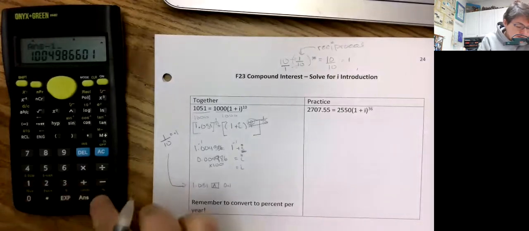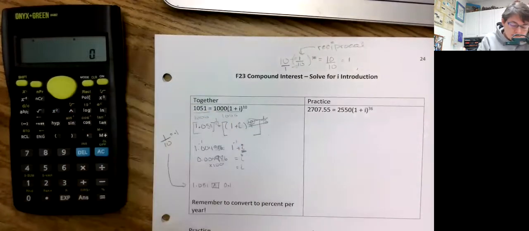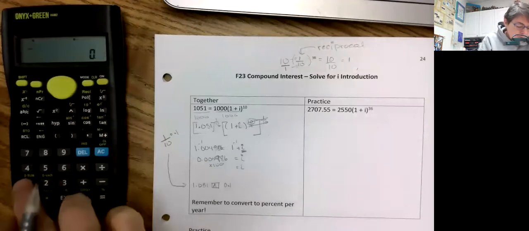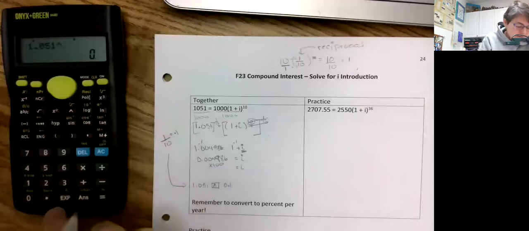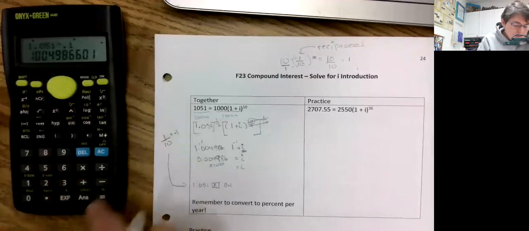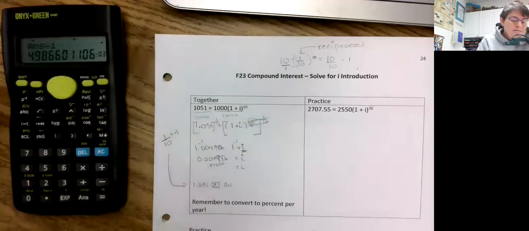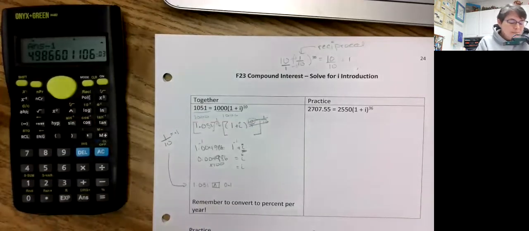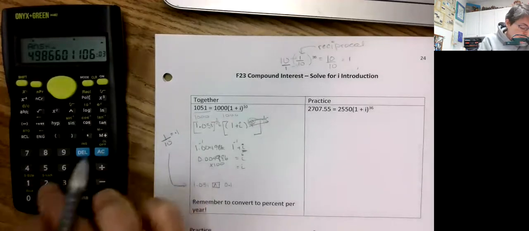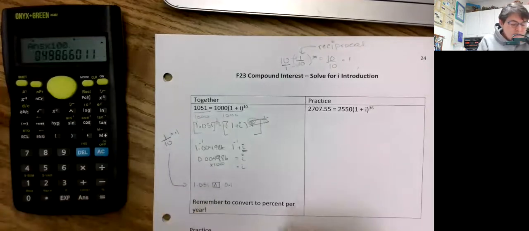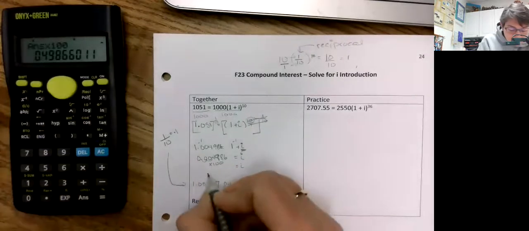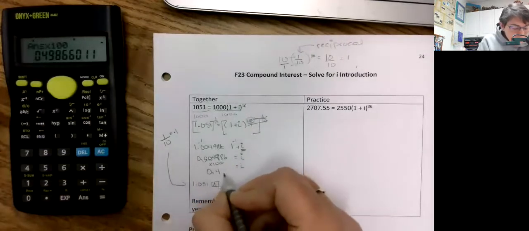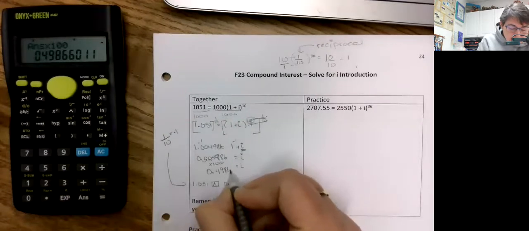Minus 1. Oh my goodness, now I made a mess. Okay, 1.051, minus 1. Oh, my calculator flipped it over to scientific notation. But you know what? I'm just going to multiply by 100. I don't care if it's in scientific notation. There we go. Or I could just move my decimal point 2 spots. 0.4986%.